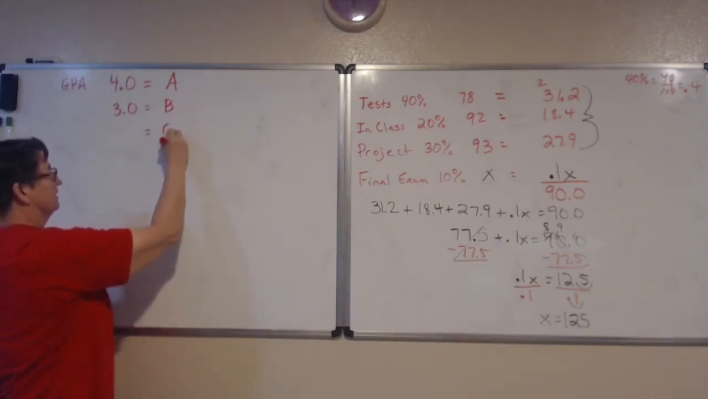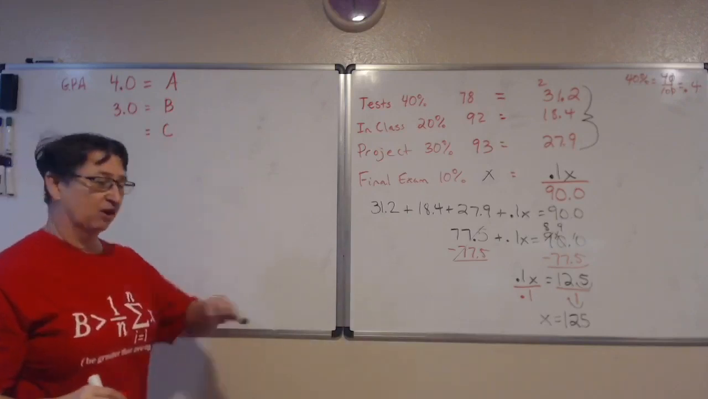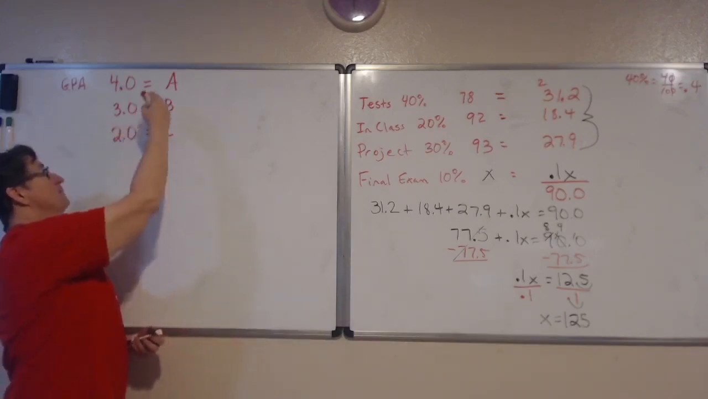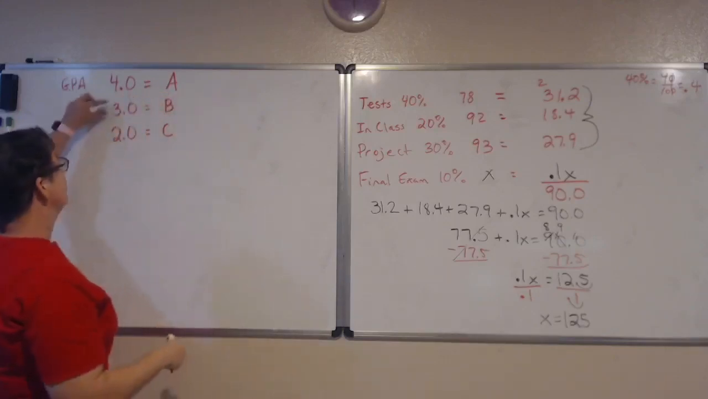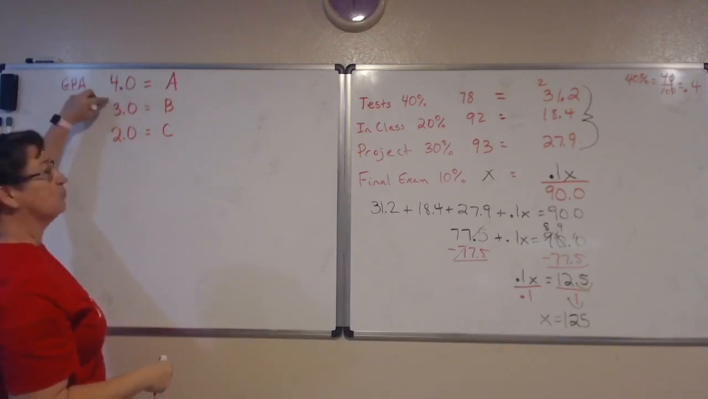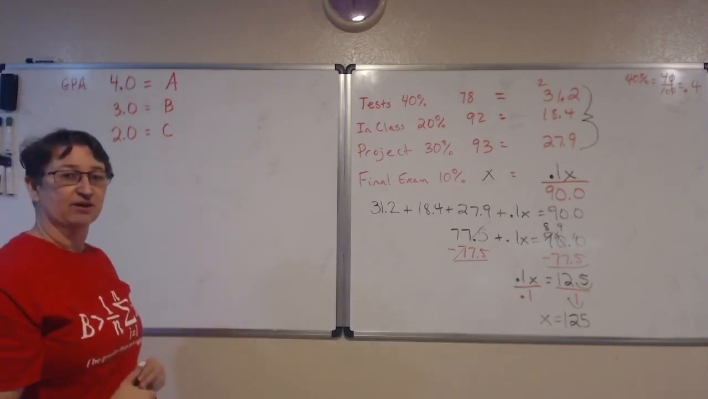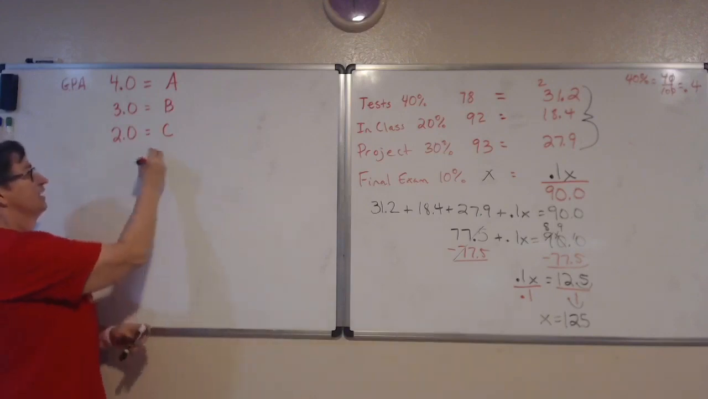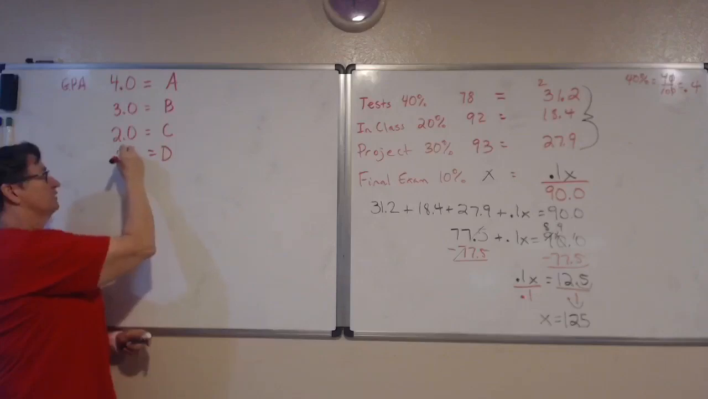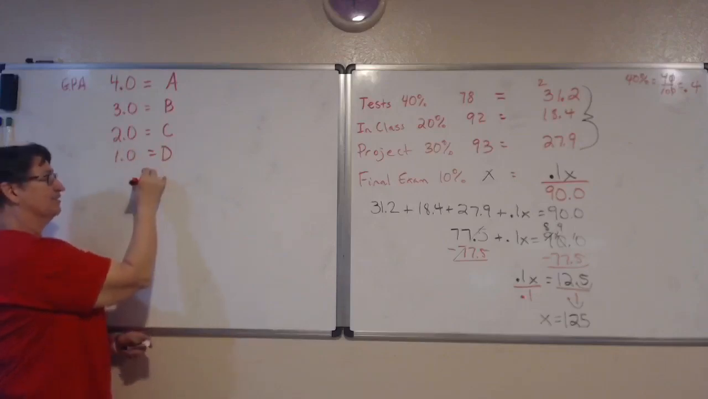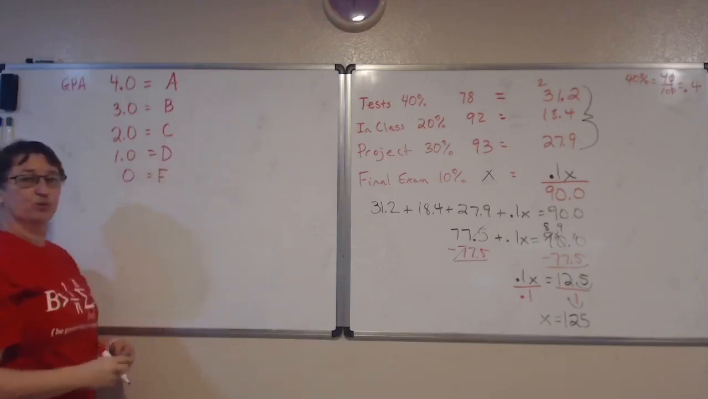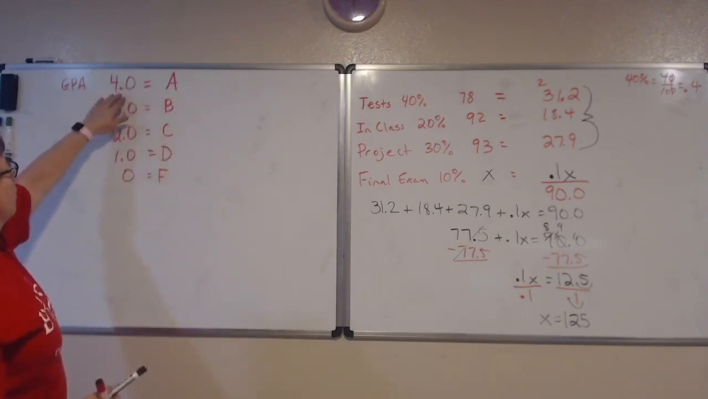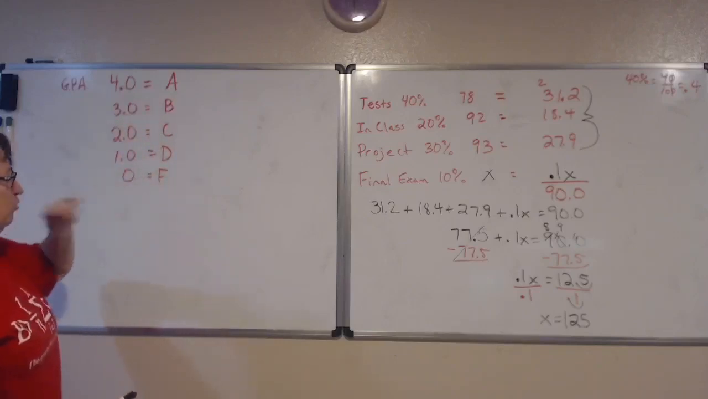What about if I make a C then? If I made only C's all the way through, I'd have a 2.0. If I'm mixing some things, if I have some A's and some B's, then my GPA is going to be somewhere in the threes, 3 point something. And if I have a 2 point something, that means I threw in some C's in there. A D is worth 1 point. We don't have E's, but F's are 0 points. You don't earn any points for those F's. So A's are 4 points, B's are 3 points, C's 2, D's 1, and F's are 0 points.